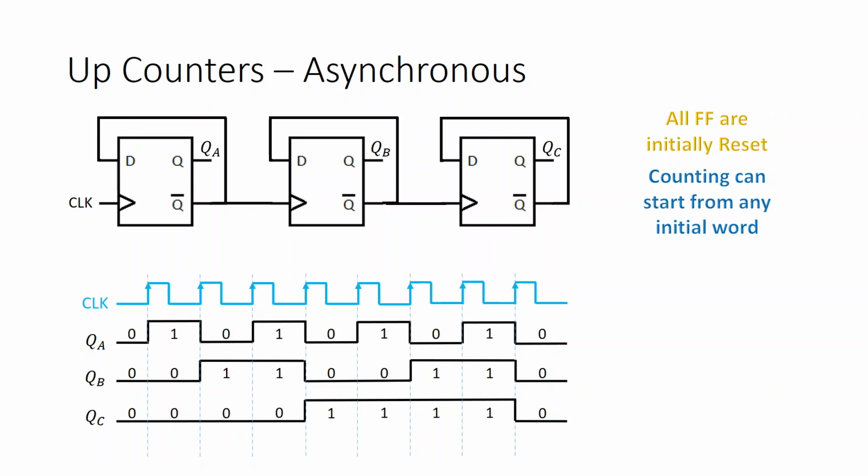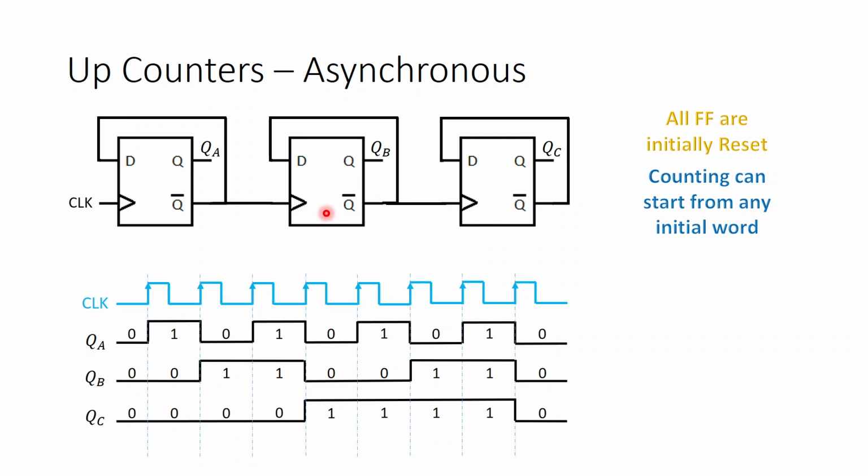Now here one important thing to note is that the clocks of the flip-flops are not the same. Only the first flip-flop is fed by the clock input, the actual control input. The other flip-flops are fed by the output of the previous flip-flop, here the Q bar output of the previous flip-flop. And this is positive edge trigger.